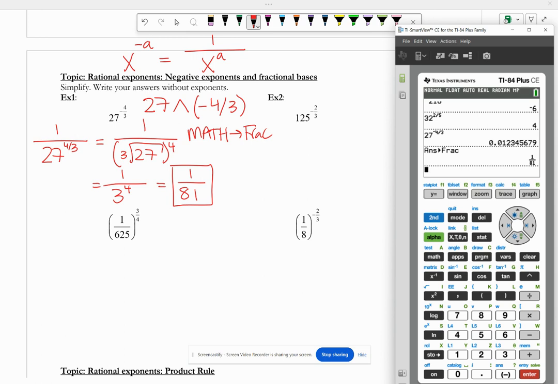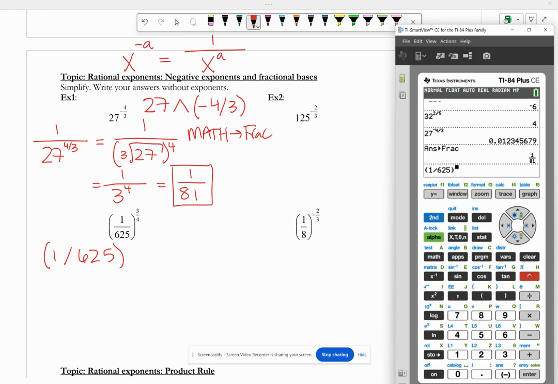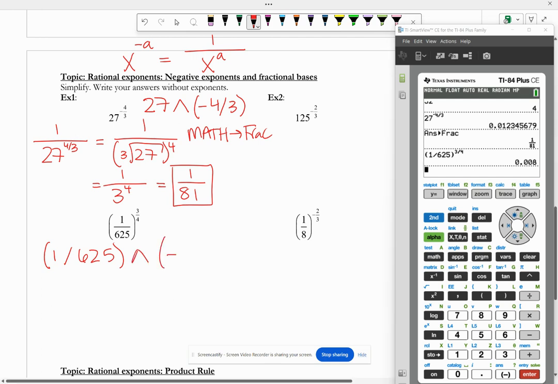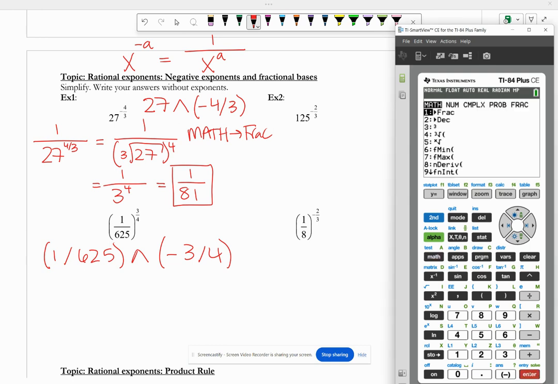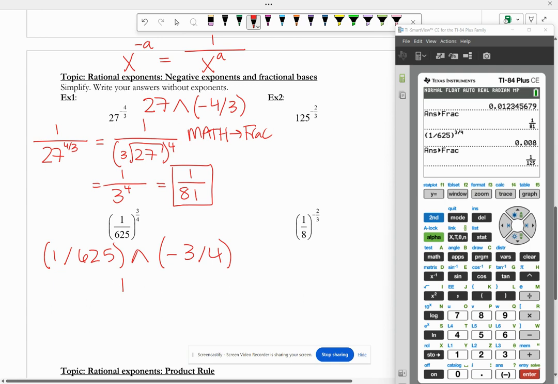This next one, if I were to do this in the calculator, make sure you put this all in parentheses. So 1 over 625. So I need to put this in parentheses before I actually raise it to a power, because otherwise it might mess me up. So 1 over 625. Then I'm going to raise it to the 3/4 power. I get something funky. So here's what you would type in the calculator. Again, I can use that math frac button. 1 over 125.